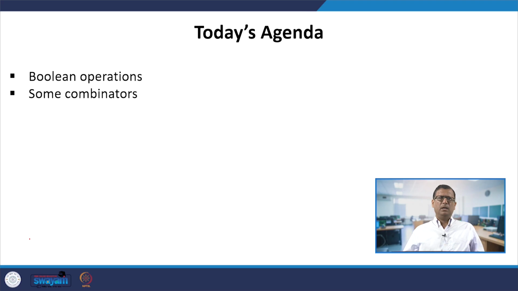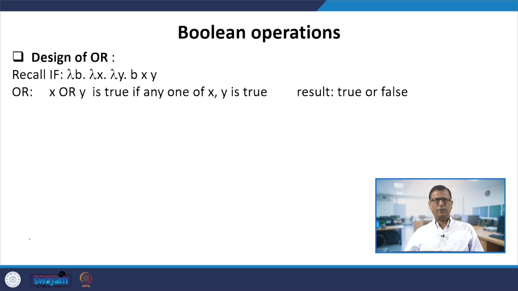In the previous lecture we discussed charge numerals, the successor function, the functions for add, multiply and exponentiation, and the is 0 function. Today we are going to discuss the design of some Boolean operations and some combinators. So first we take up the design of the OR function.